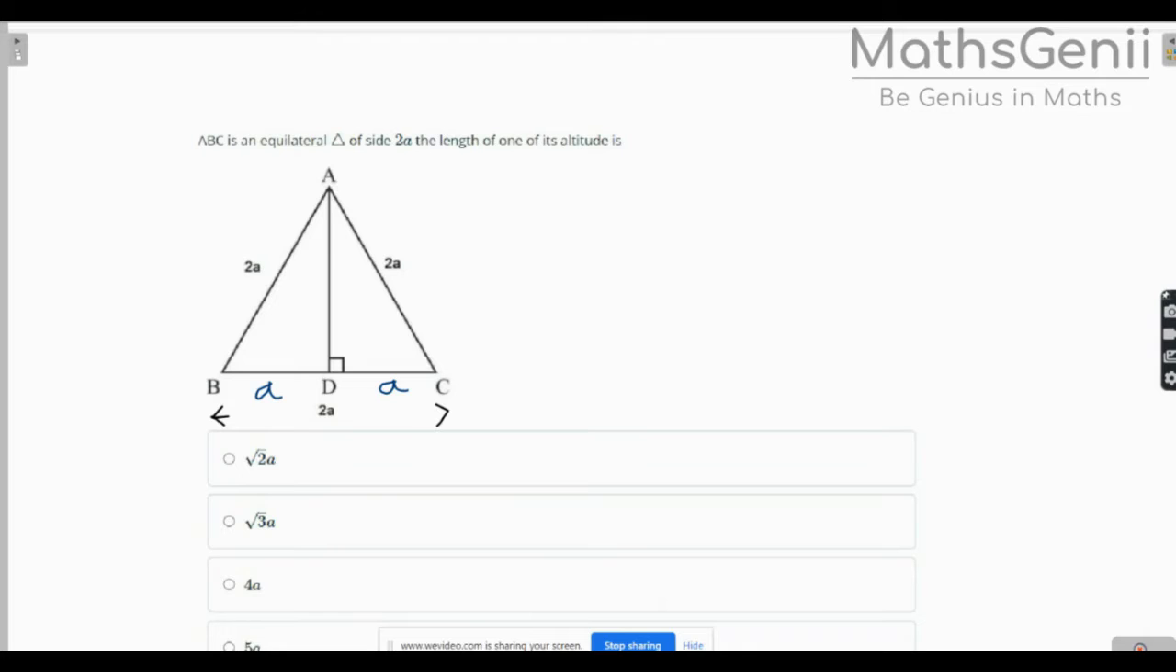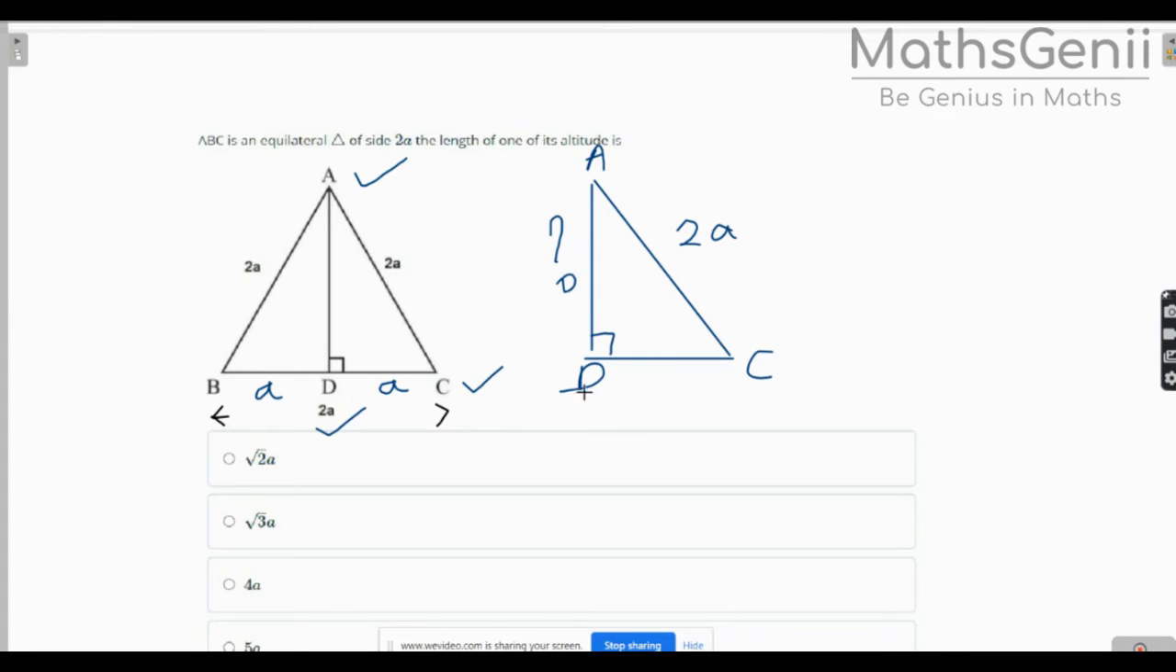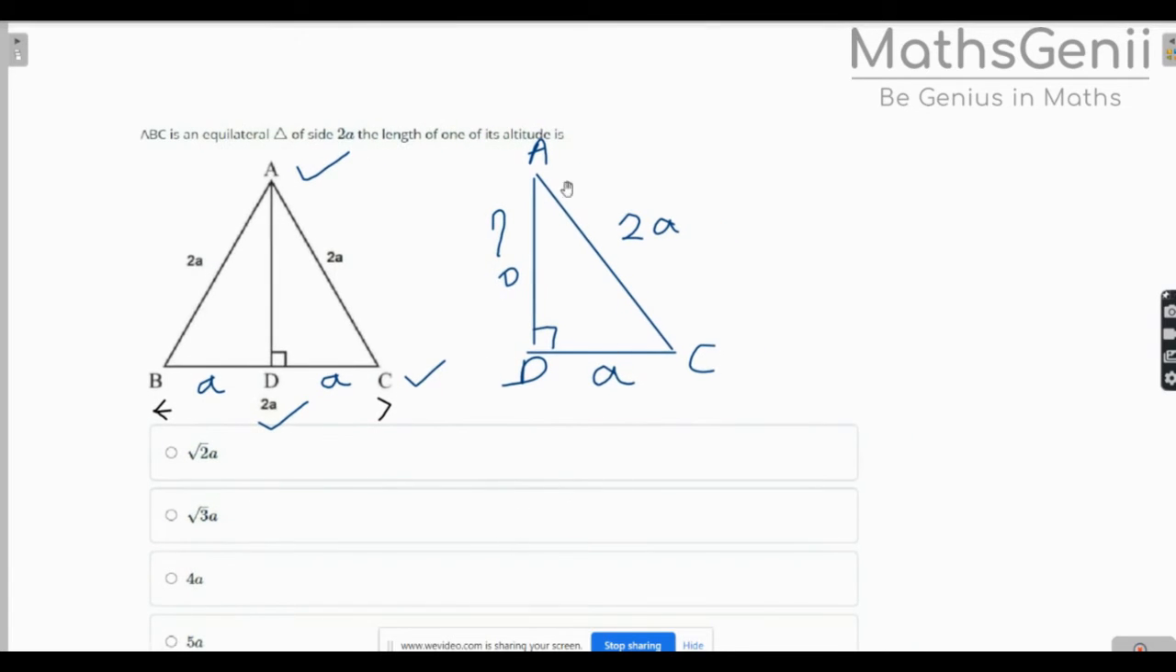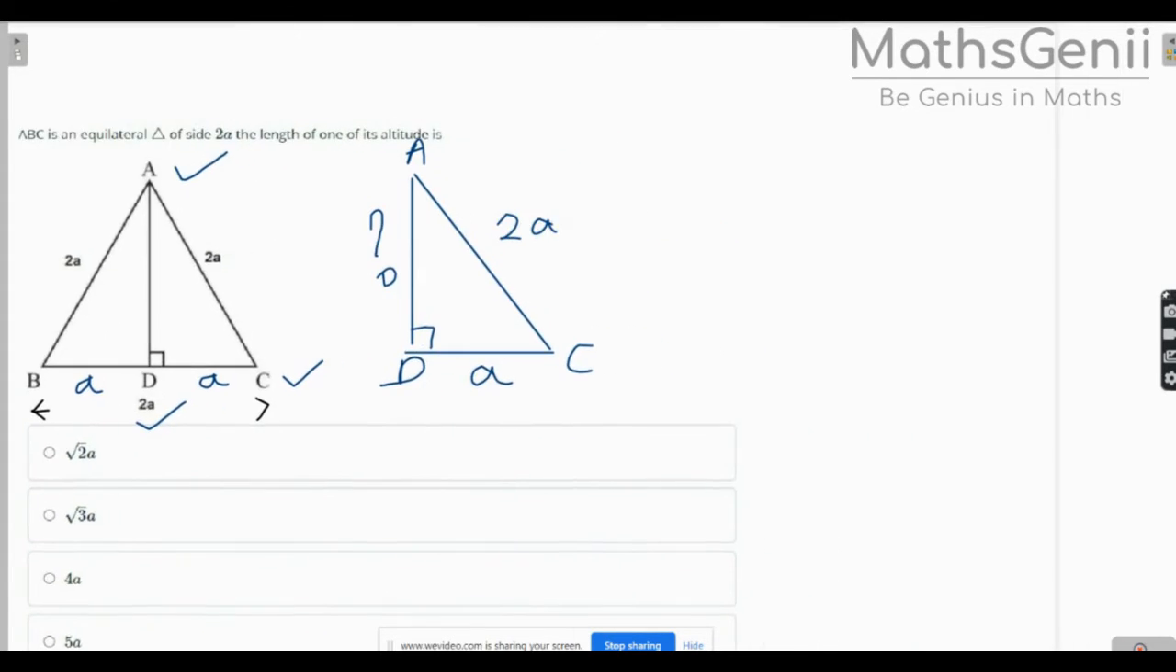Now I am drawing just a small section of this triangle. A, D and C. AC is 2A. This is 90 degree. This I don't know. And this is A. Right? You understood why it is A? Because 2A half becomes A. Now it is very simple. He has asked me to find AD. I can see 90 degree. The only thought that comes to my mind is Pythagoras theorem.